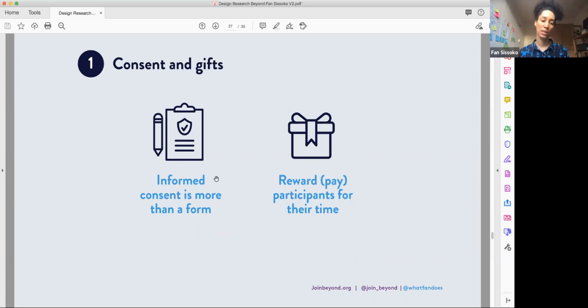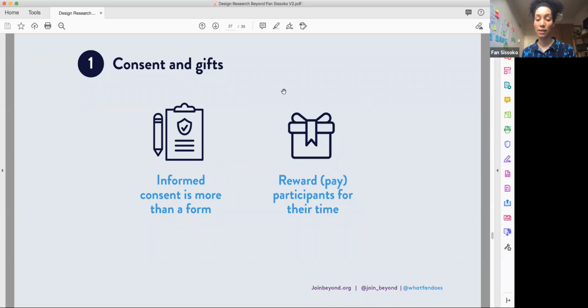But what I want to say to you is that informed consent is more than just a form. So for example, if you're doing an interview with someone, it might be about, at different moments during the interview, not just at the beginning once they've signed the form, asking them, are you okay if we move on to that topic? Are you okay talking about this? Or reminding them throughout the interview that they have a right to stop being part of the research process. And basically just making them understand that they are in control of their participation.